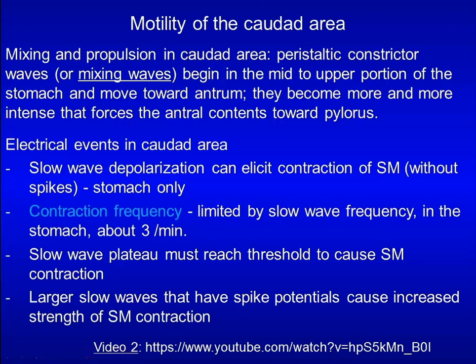As I described to you in the previous lecture, slow wave depolarization typically does not trigger action potentials in the smooth muscle of the GI tract, but in stomach it does so. Slow waves elicit muscle contraction with contraction frequency about 3 per minute. Larger slow waves that have spike potentials cause increased strength of smooth muscle contraction in stomach.